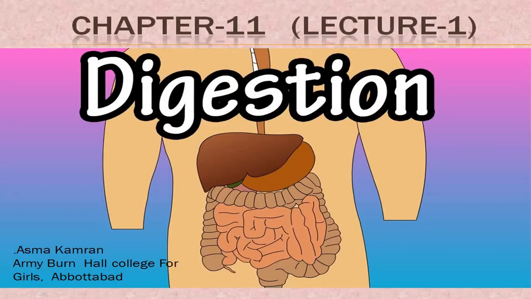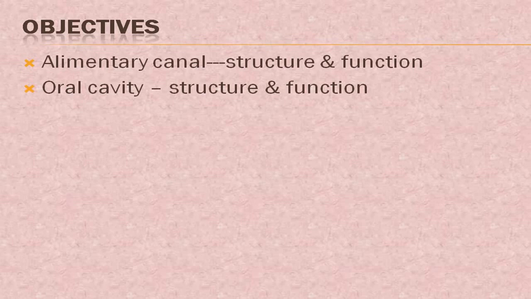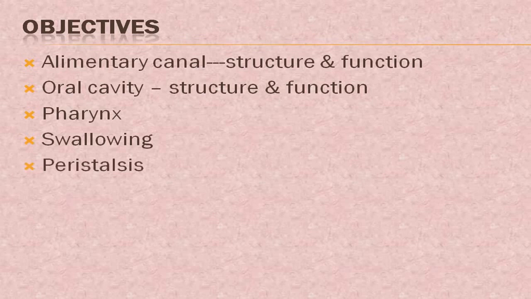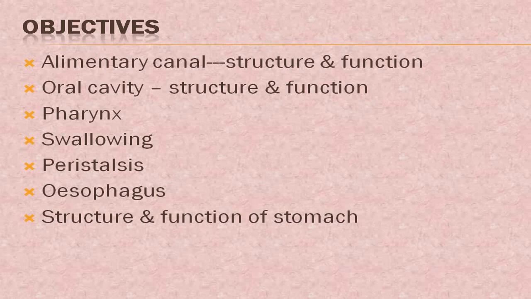I am Asma Kamran. Today we are going to start a new chapter, Digestion, which is chapter number 11 in your book. We will learn about the alimentary canal, structure and function and different components, oral cavity, structure and function of oral cavity, pharynx, swallowing, peristalsis, esophagus, structure and function of stomach, and secretion of gastric juice.